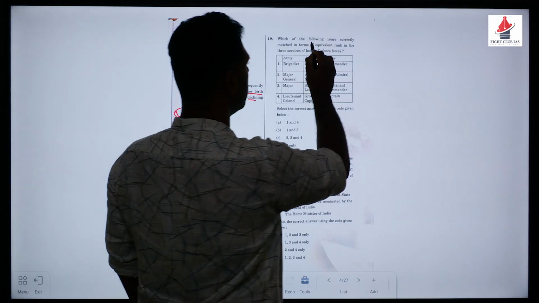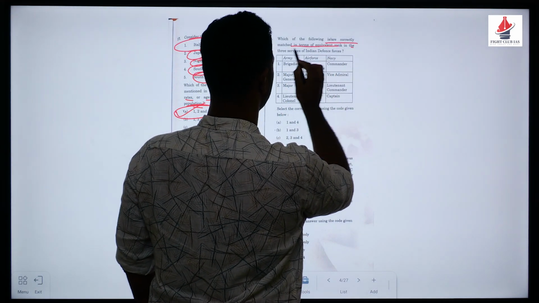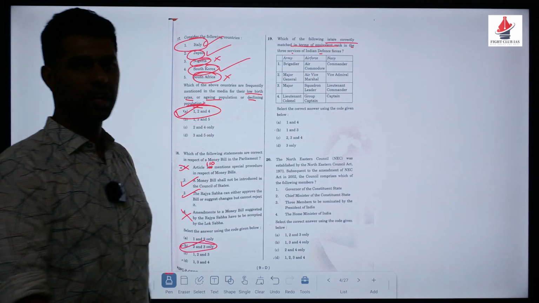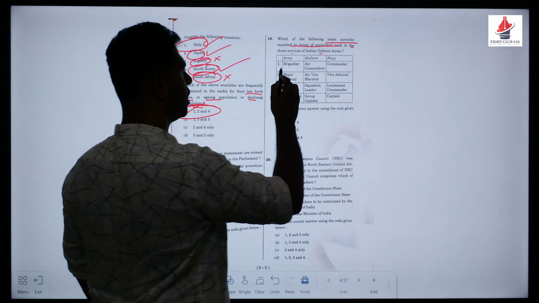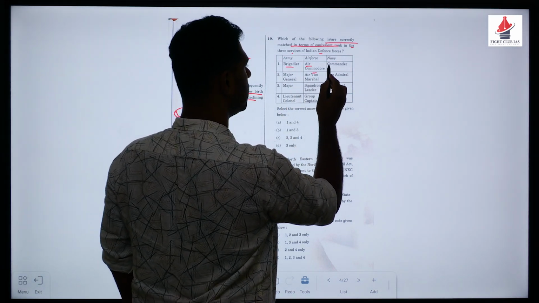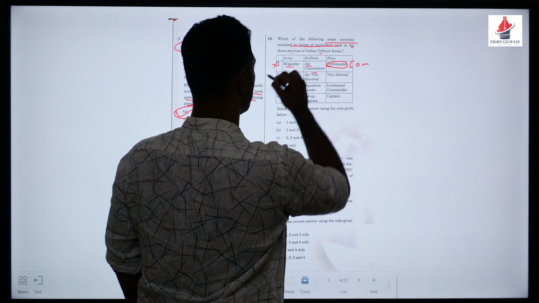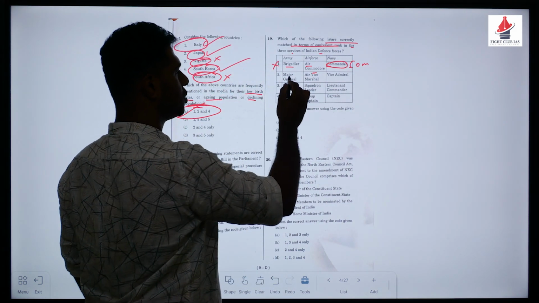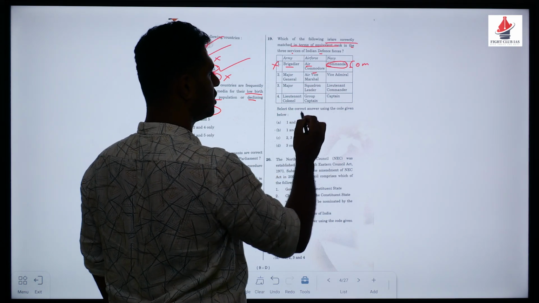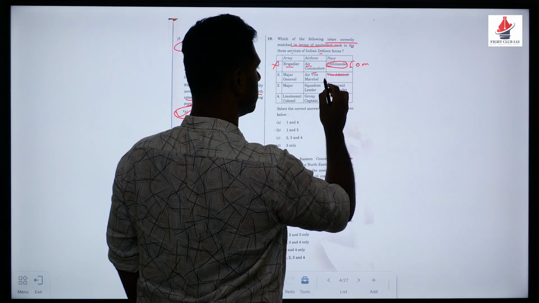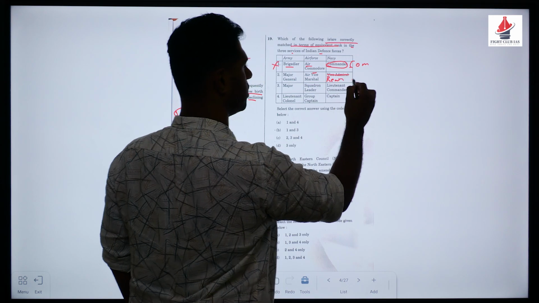Clear? Moving on. Which of the following are correctly matched in terms of equivalent rank in the 3 services of the Indian Defence Forces? Initially we have Brigadier, Air Commodore. Here it is not Commander, here it is Commodore. So the first one is wrong. Second one, Major General, Air Vice Marshal, Vice Admiral. No, it is not Vice Admiral, it is Rear Admiral.